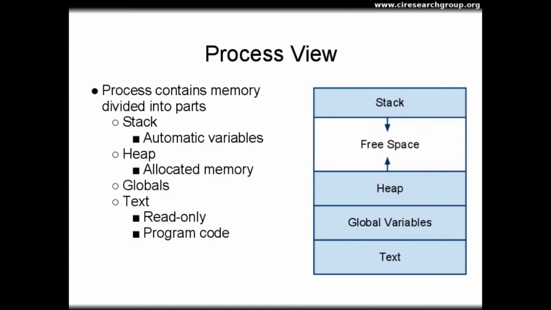Global variables are provided with their own section of memory, which is allocated between the heap and text segment. The text segment is used to store program code. This segment of memory is read-only and cannot be changed.